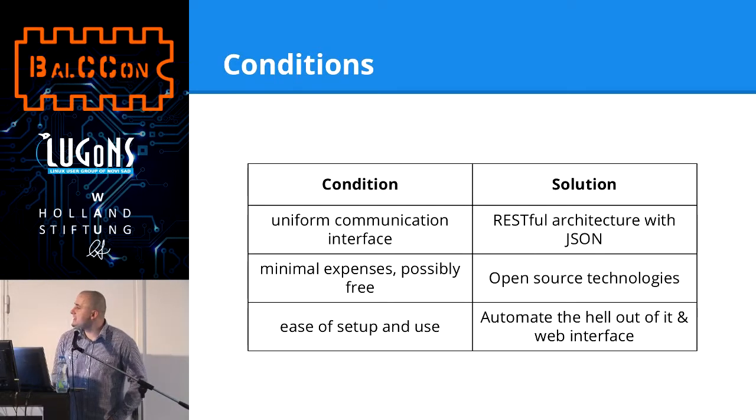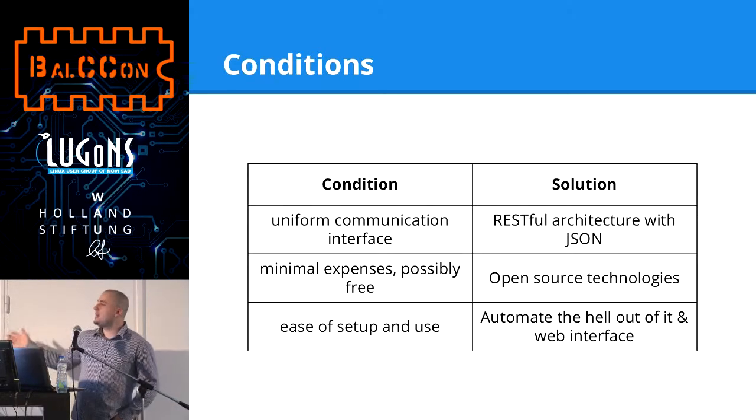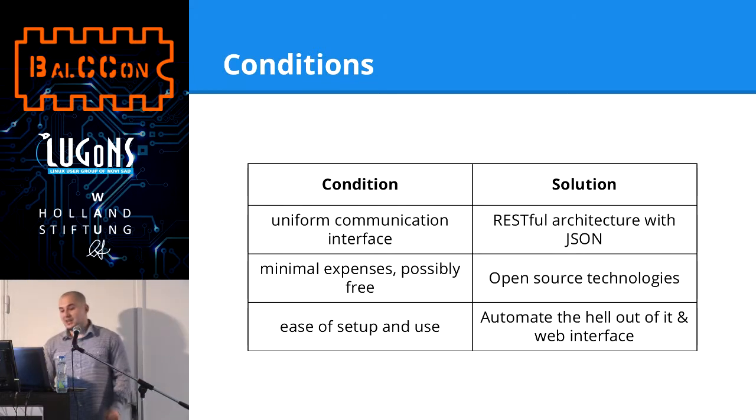On the left-hand side, you can see the condition, and on the right-hand side is the solution to that condition. So we built a RESTful web API, which uses JSON as the communication format. In order for the system to be with minimal expenses or possibly free, we of course used open source technologies. And for end users' ease of use and setup, we automated the hell out of it and put a web interface. Everything is simpler on the web, so they say.